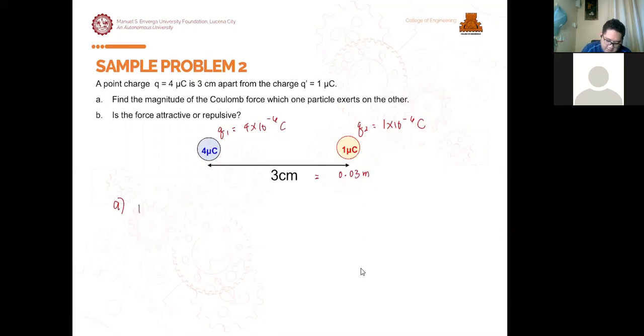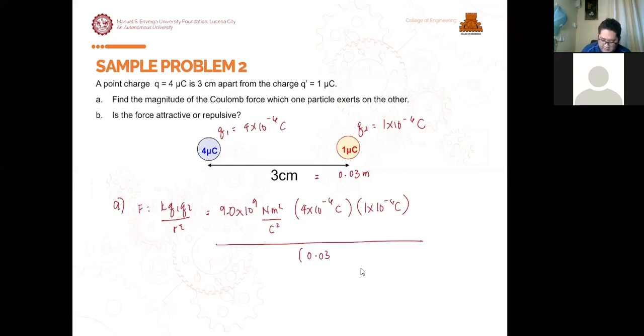Okay? So using the same formula sa previous example, okay, makukuha natin yung value ni F. 9 times 10 to the 9 Newton meter squared over Coulomb squared. Then we have 4 times 10 to the negative 6 Coulomb times 1 times 10 to the negative 6 Coulomb all over yung distance natin na 0.03 meter squared. Okay? So, naka-squared yung meter, naka-squared yung Coulomb. So, yung force natin is equals to, so ilan?